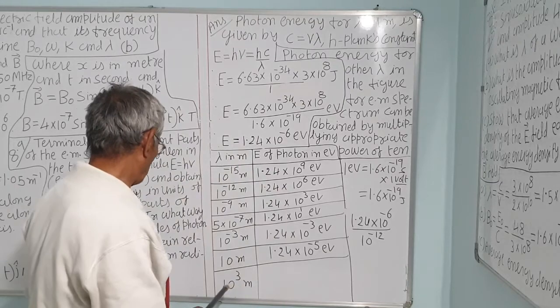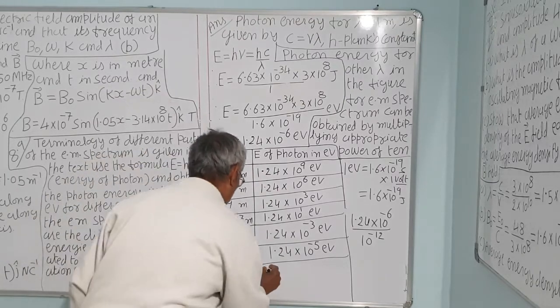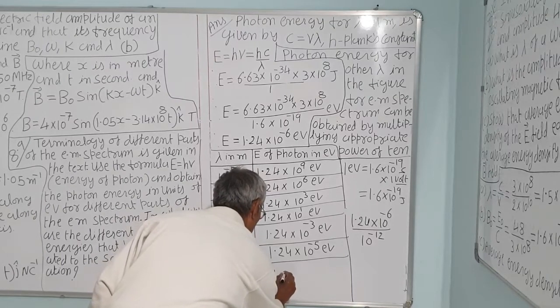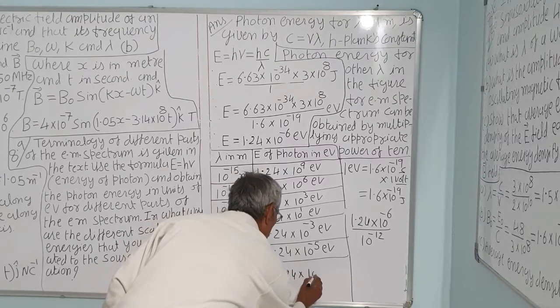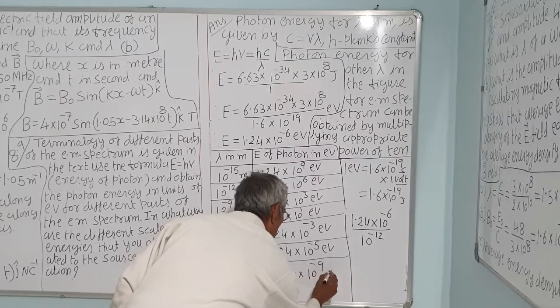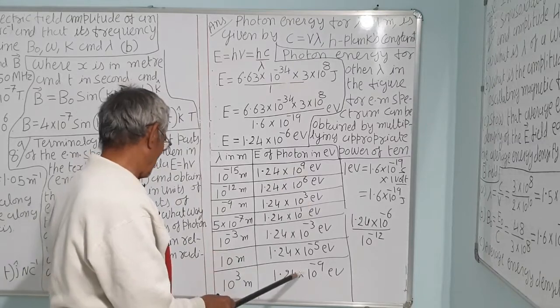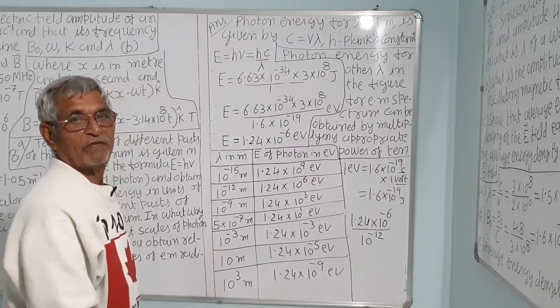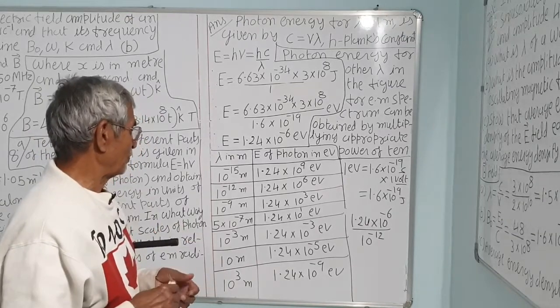And for 10 raised to 3, the energy will be 1.24 into 10 raised to minus 9 electron volt. You can see here it is a plus 9, here it is a minus. The longer the wavelength, the less the energy, and vice versa.